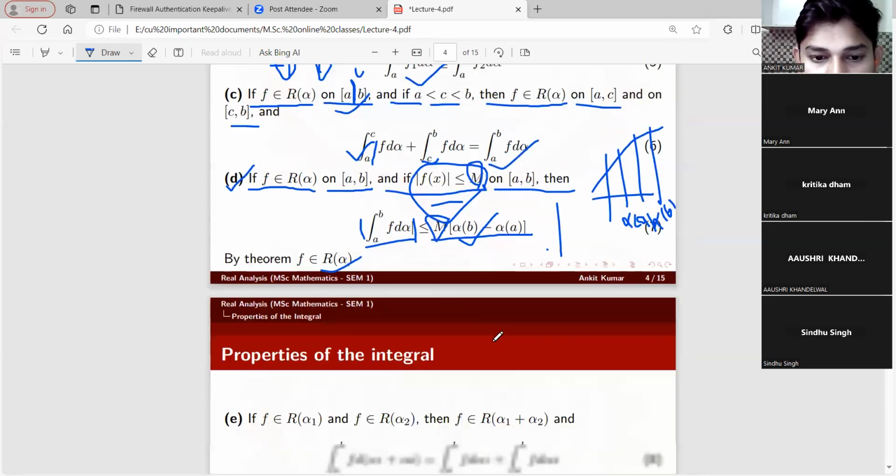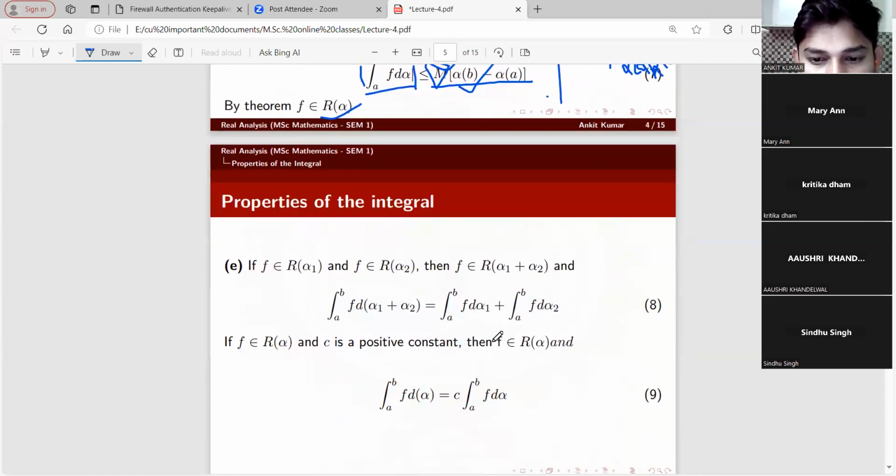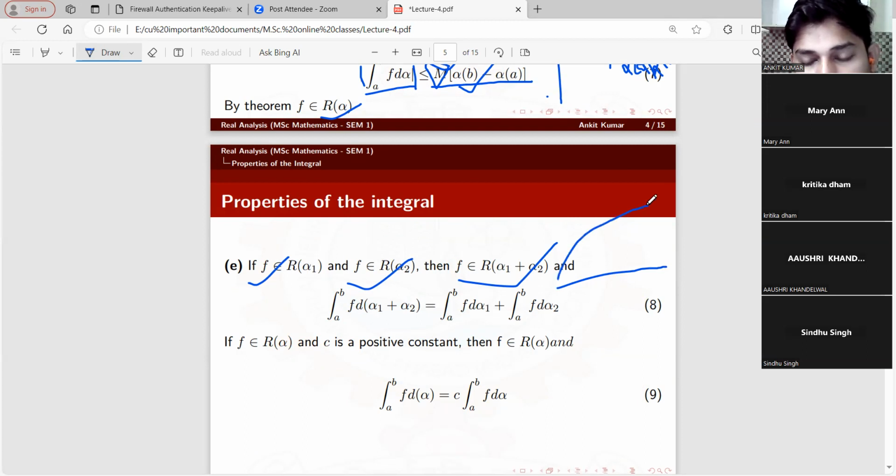Now, we move to the next property. Suppose f is any function, f belongs to R alpha 1. If f belongs to R alpha, then f belongs to R alpha 1 plus alpha. How? Suppose this is an alpha function which is monotonically increasing, as we have discussed in the previous class, and f is any function. Suppose we take any two curves, alpha 1 and alpha 2. This is alpha 1, and this we take as alpha 2.